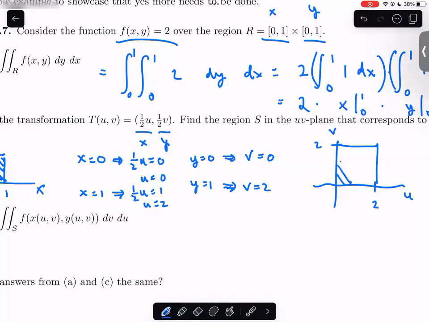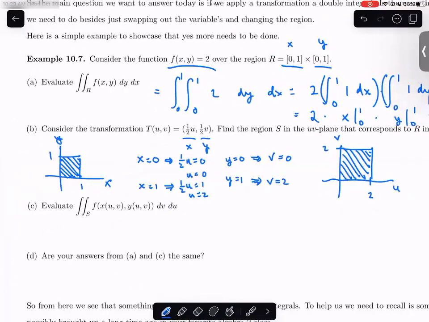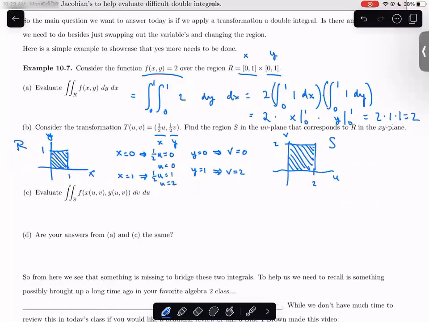And so we just have a bigger square. Rather than a 1x1 square that we had in the xy plane, we have a 2x2 square in the UV plane. So this would be our region S, this would be our region R. So the region S in the UV plane.